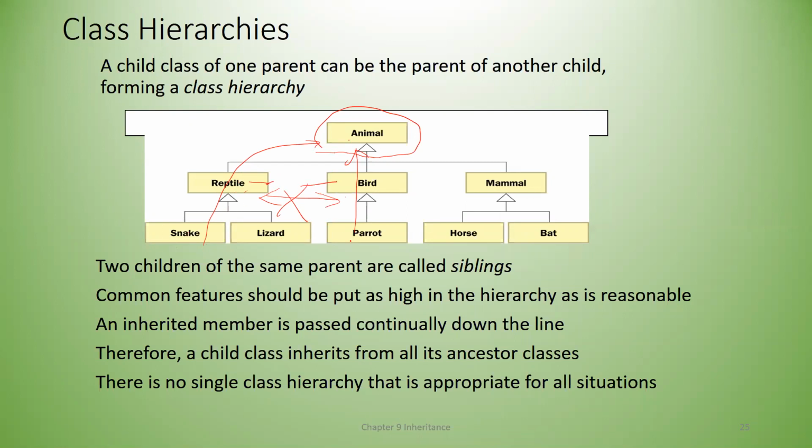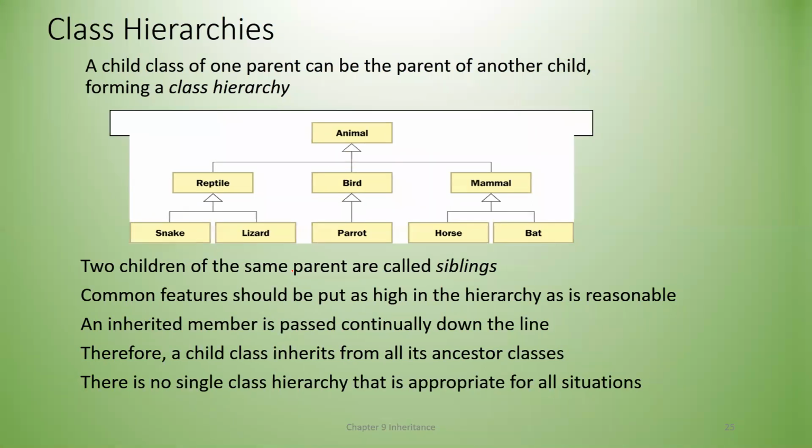These are called siblings, sisters and brothers. Other than that, they are not each other. A bird is not a reptile. A mammal is not a reptile. They are animals. So two children, you can read that. We just said that actually.